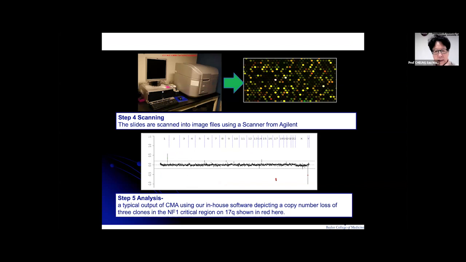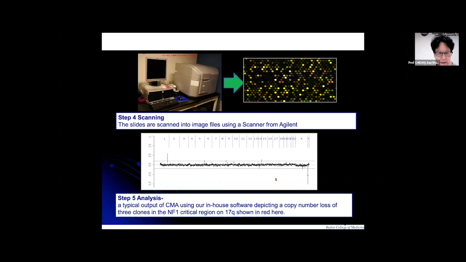After the hybridization onto the array, the slide will be put in the scanner, and the scanner will read these red, green, yellow spots. And then, using a computer, we have in-house software. Here is a typical output of CMA, using our in-house software detecting copy number loss or gain.